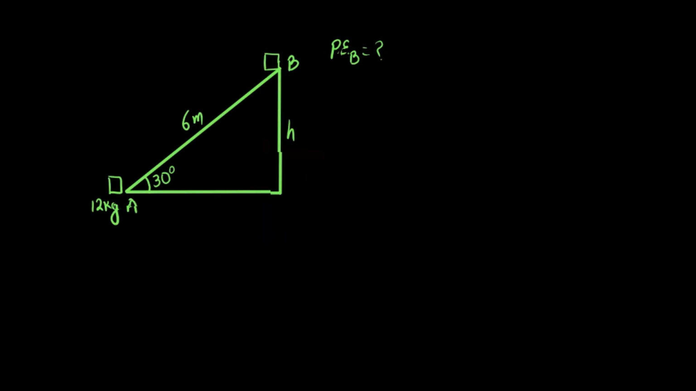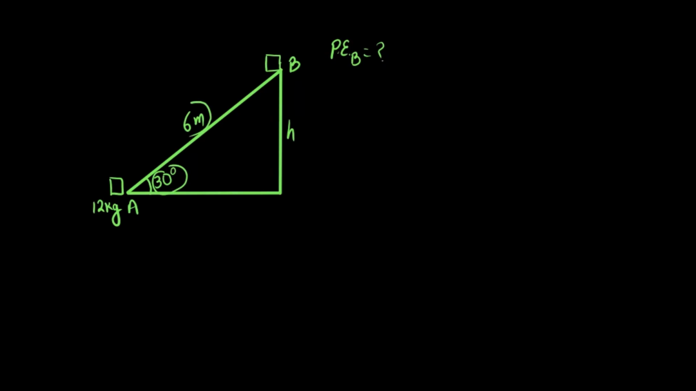Let's see another example. You have a 12 kg mass at point A. You are bringing it to point B. When it goes to point B, it is at a height. We are trying to find the potential energy of the body at point B. Now see this angle, 30 degrees, and this is 6 meters.